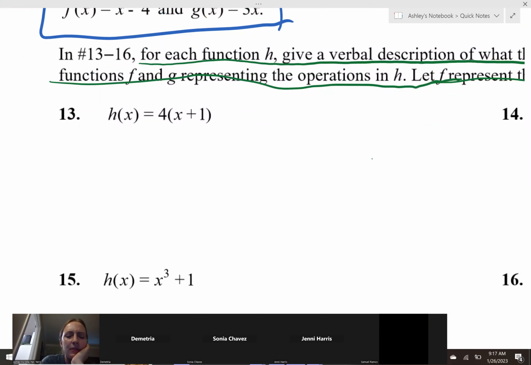So I definitely know that for each of these, there's 2 things going on. I'll say verbally what's going on first. Am I taking my number x and multiplying by 4 and then adding 1, or am I adding 1 first and then multiplying by 4? What do you think?